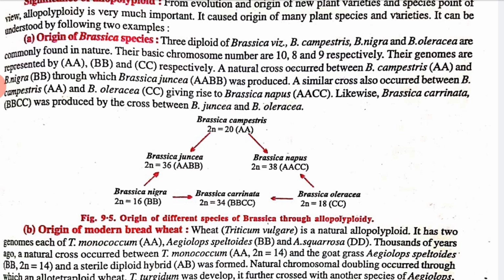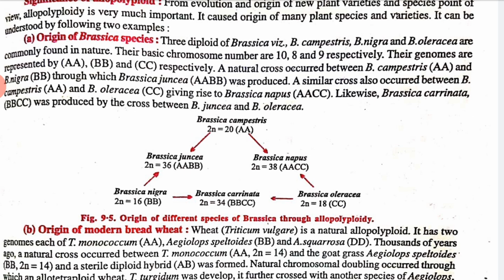You can see here, respectively, a natural cross occurred between B. campestris, that is AA, and B. nigra, that is BB, through which Brassica juncea, AABB, was produced. When AA and BB cross, they form AABB, which was produced.